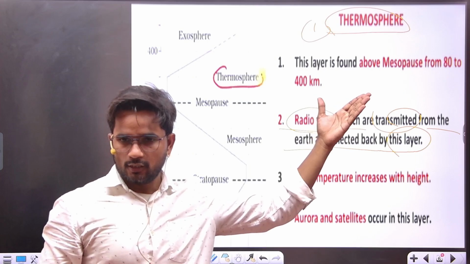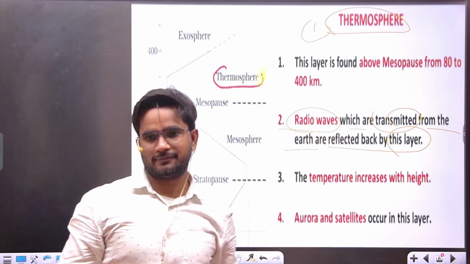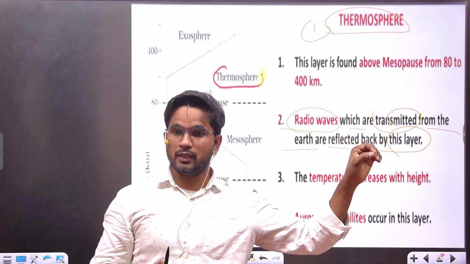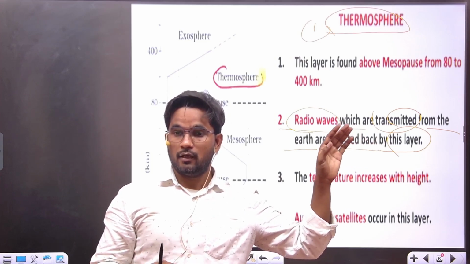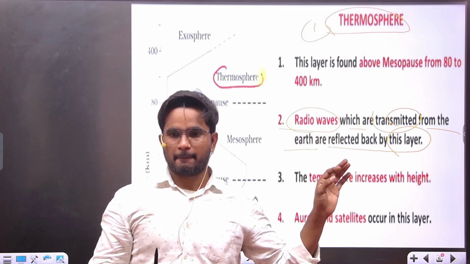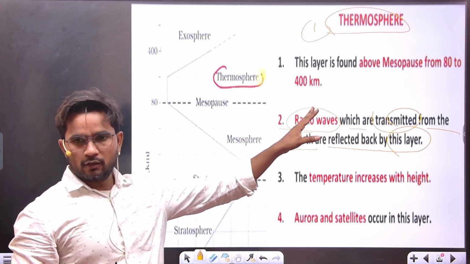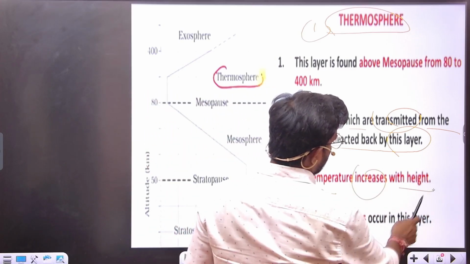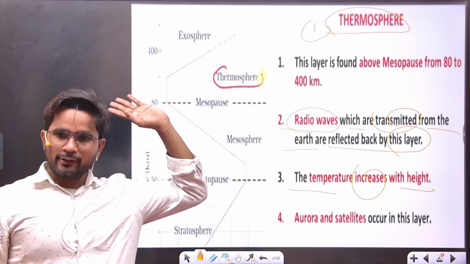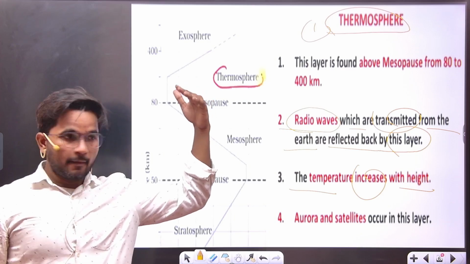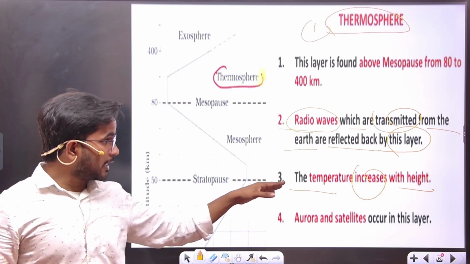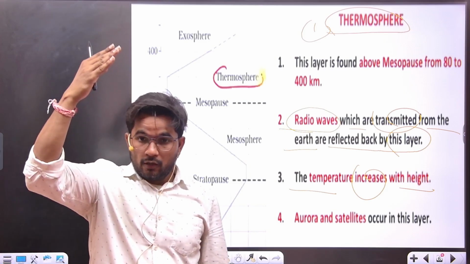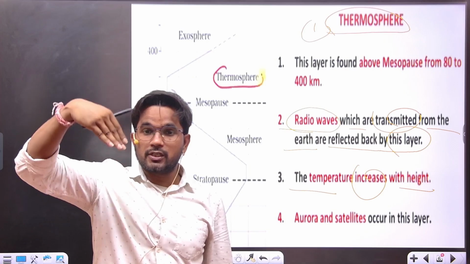So radio waves are generated in this layer, the thermosphere. What is released? Radio waves. So radio waves are found in this area. Temperature increases with height. Otherwise temperature decreases, but in this area temperature increases. If you go from 85 to 400 kilometers, your temperature increases.